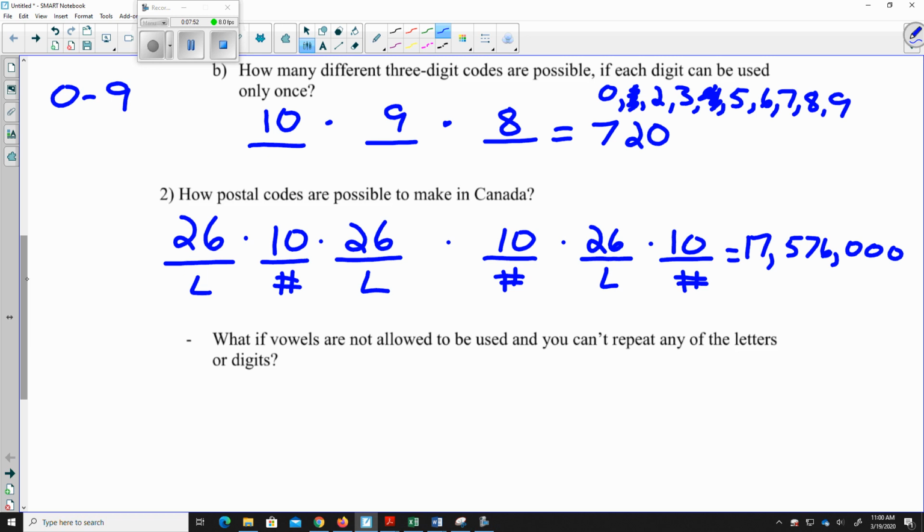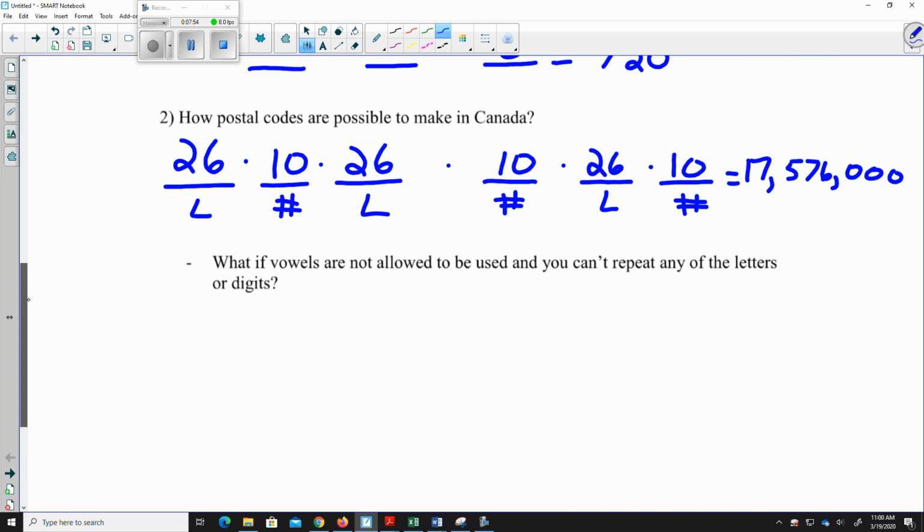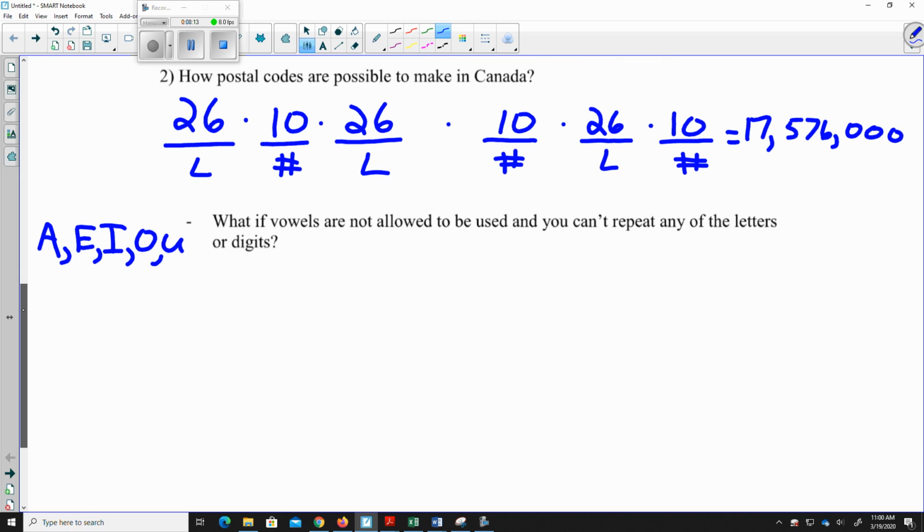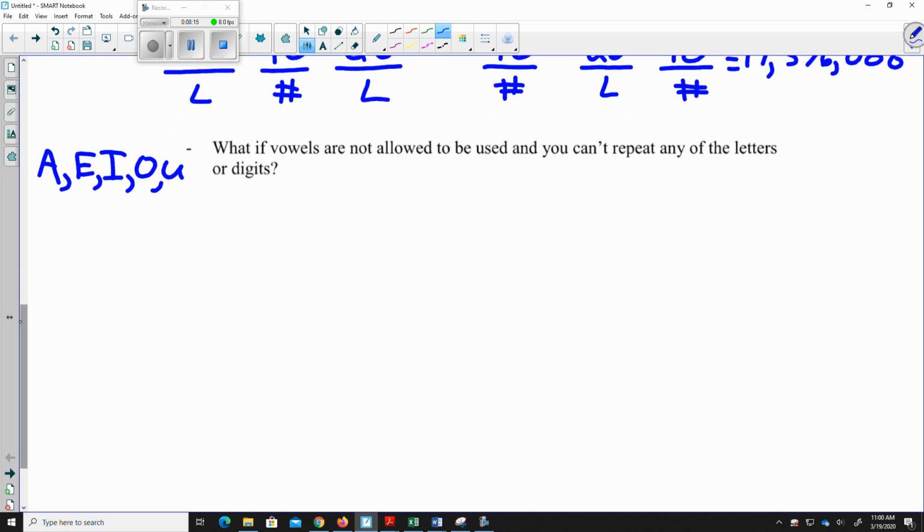Now, what if the vowels are not allowed to be used and you can't repeat any of the letters or digits? Okay, so vowels, I don't know why, but people forget what they are. A, E, I, O, U. Okay, Y is not a vowel. In this class, it's not considered a vowel at all. It's a consonant. All right? And now, let's set up our events.